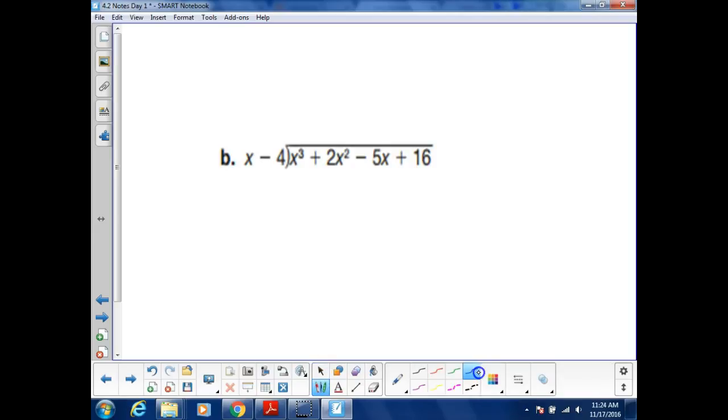So, actual problem. This problem might come to you like this, but this very same problem might also come to you like this.